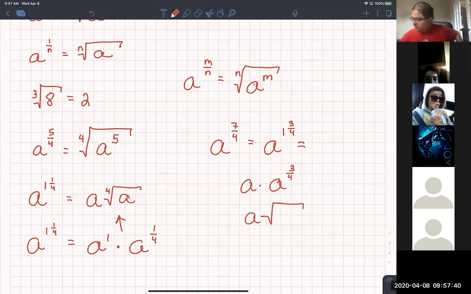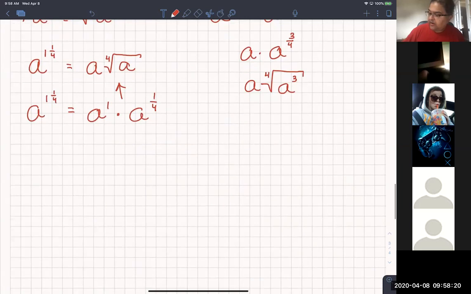And remember, the denominator becomes the exponent or the index, and the numerator becomes the exponent. So this is the relationship between a rational exponent, fraction exponent, and square roots. Now, you can only do this when the fraction is improper, when the numerator is larger than the denominator.